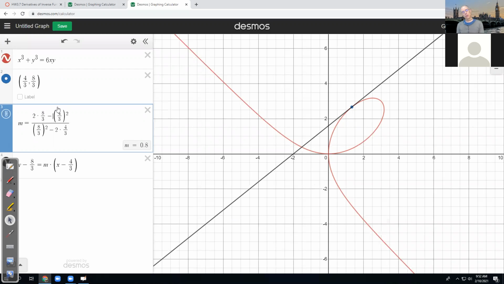All right, so implicit function theorem allows us to take derivatives of functions where we can't solve for y by realizing that y is a function of x, and we have to apply the chain rule and multiply by y prime every time a y is in an expression.